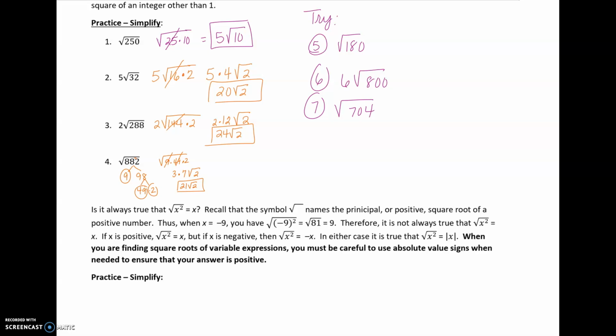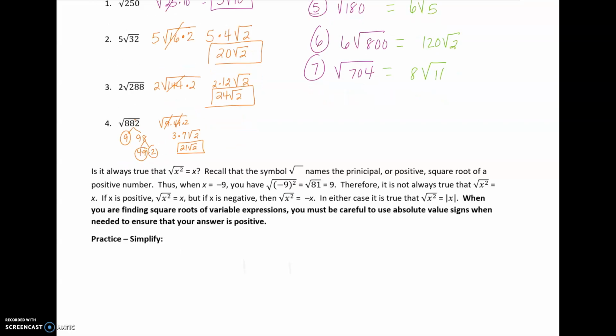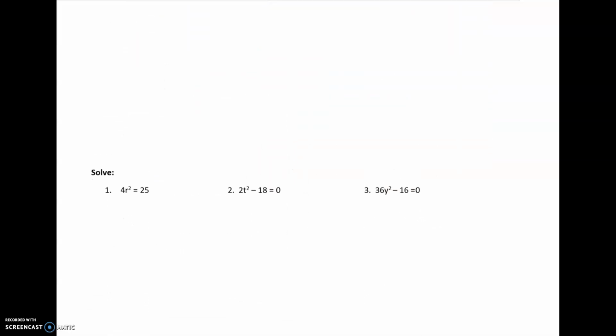Your answers, this one should equal 6 times the square root of 5. Number 6 should equal 120 times the square root of 2. And the square root of 704 should be 8 times the square root of 11. Okay, so that gives you a few minutes to try some, and then we'll come back and finish up this section and some solving.